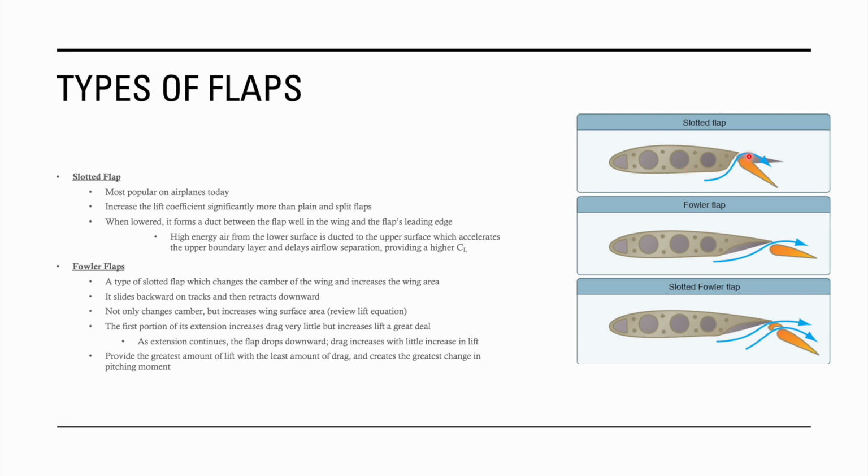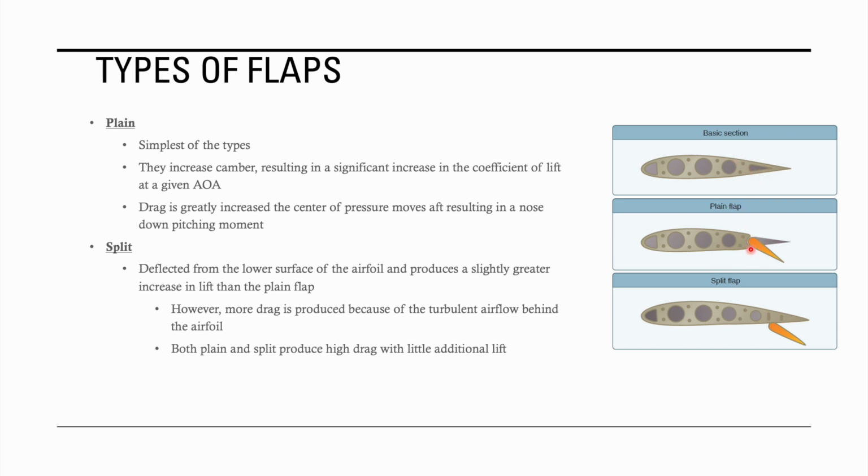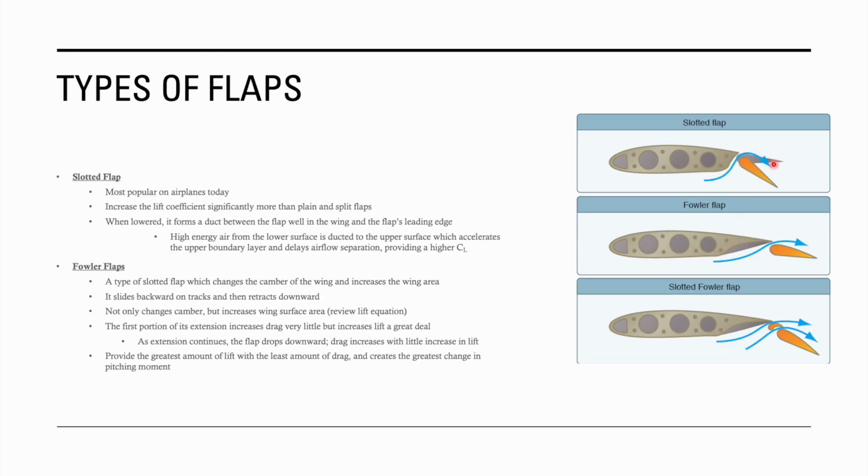So this first one is a slotted flap. And how it's different from our plain flap here is that there's actually a gap or a slot where this blue arrow is going through. So what the slot does is it allows high energy air underneath the wing to go through the slot and then rejoin the air on top of it. So what this does is delay stall. At some point you would have some air separation on top of the wing, and this slot allows that air to be re-energized and delays the stall. So a slotted flap is going to increase the coefficient of lift a lot more than the previous two that we looked at.